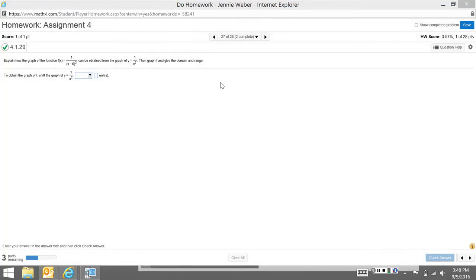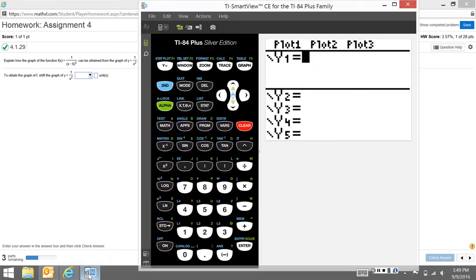We're asked to explain how the graph of the function f of x equals 1 over the quantity x minus 6 squared can be obtained from the graph of y equals 1 over x squared. The graphing calculator can be really useful when learning about translations and shifts and shrinking and stretching and all that, because you can quickly get an idea of what's happening.